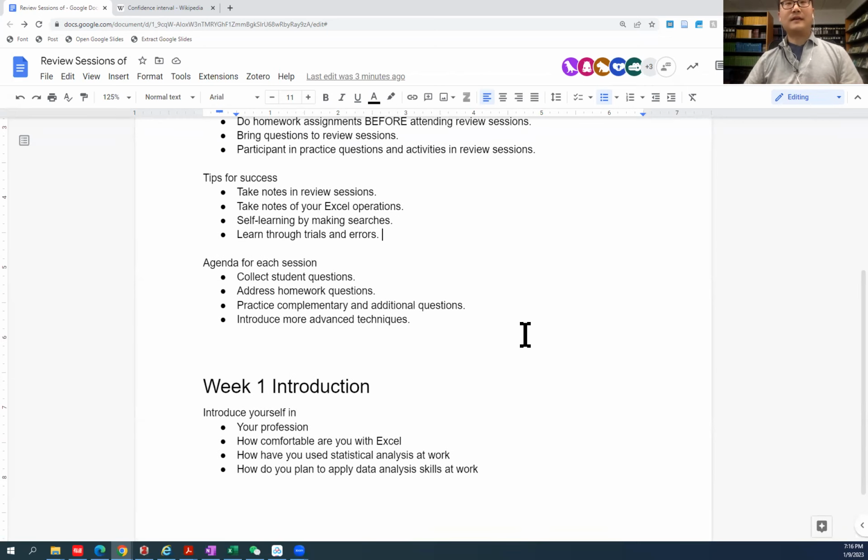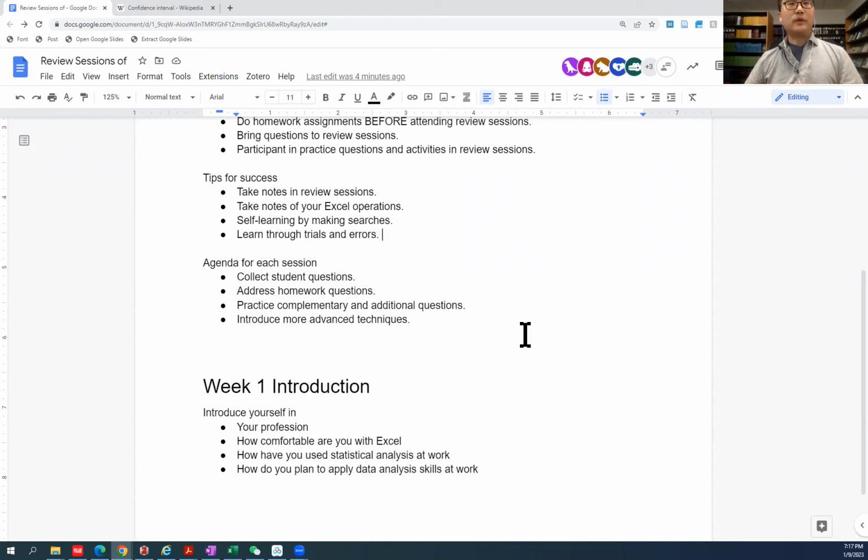And last part about the logistics is the review sessions will follow a similar agenda for each session. In the beginning, I will collect questions from you. Then next, I will go into the questions by addressing these questions from Excel demonstration. During the demonstration, many times it's possible that I require some volunteers to share your screen instead of me replicating all the necessary procedures. So that's also a way that I can learn how you did it to find whether there were any problems associated with the approach.